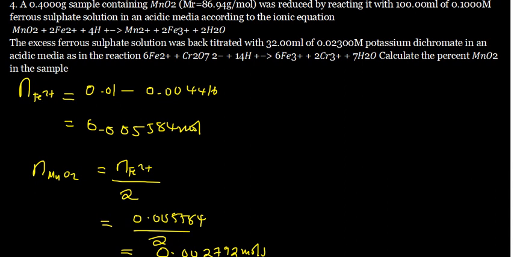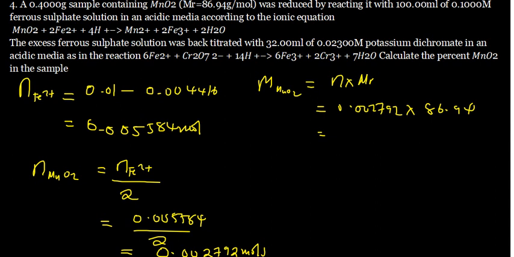Now we can determine the mass of manganese oxide which reacted. The mass of the manganese oxide is going to be number of moles times molar mass. So the number of moles is 0.002792. The molar mass we've already been given there, which is 86.94. And that is going to give us 0.24273648 grams.